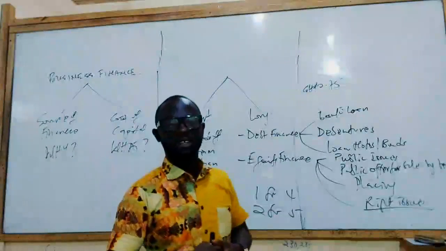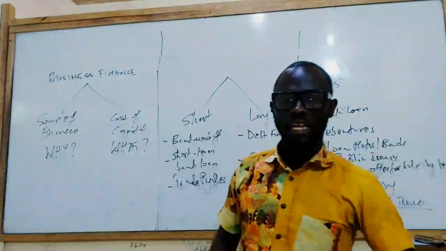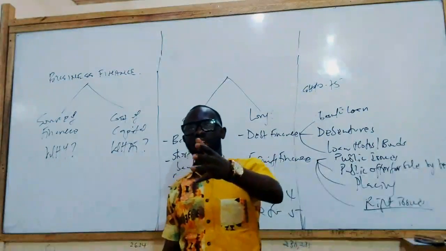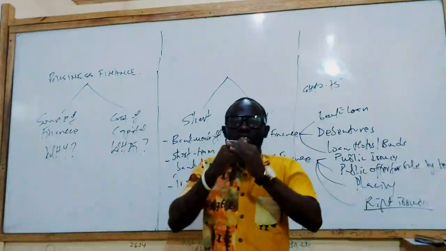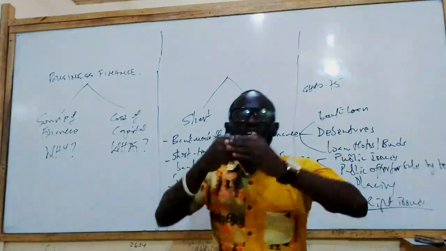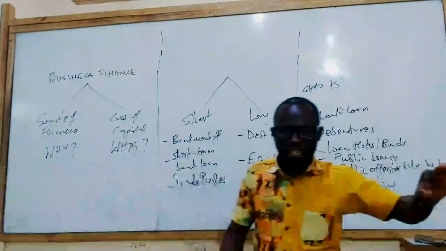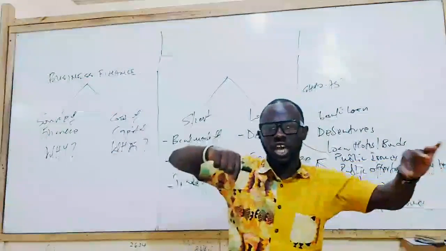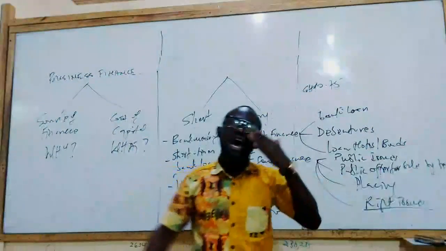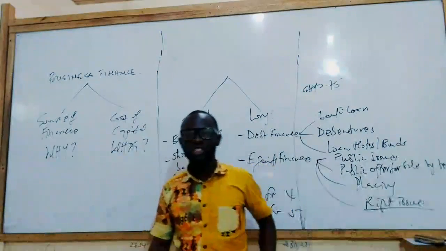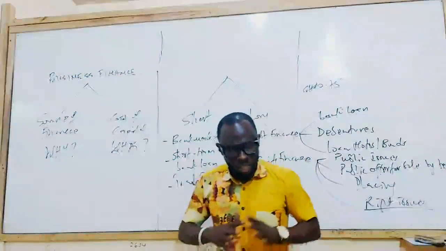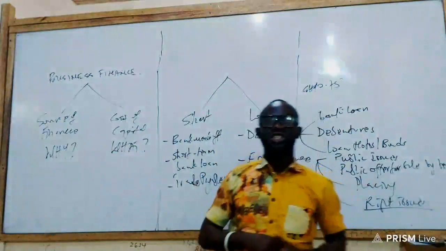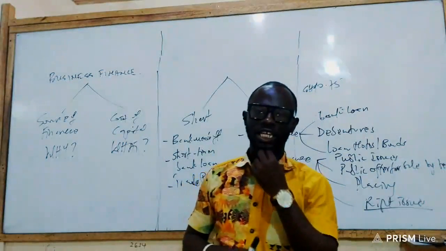Then I answered the question from Evans, which is the difference between scrip dividend and bonus issue. We said scrip dividend is offering shareholders new shares instead of a cash dividend. However, a bonus issue is turning or converting reserves into share capital for the organization.